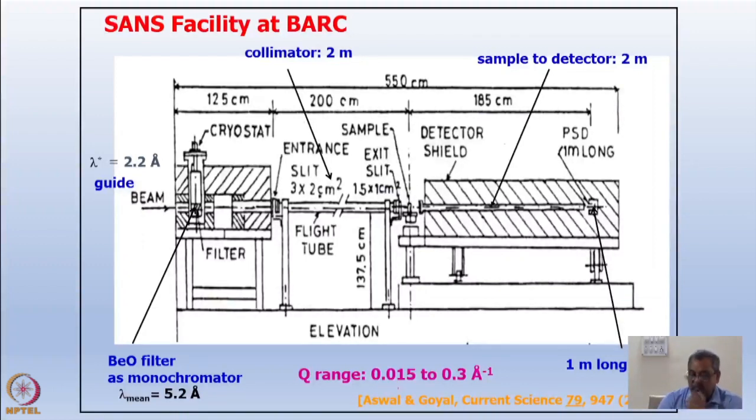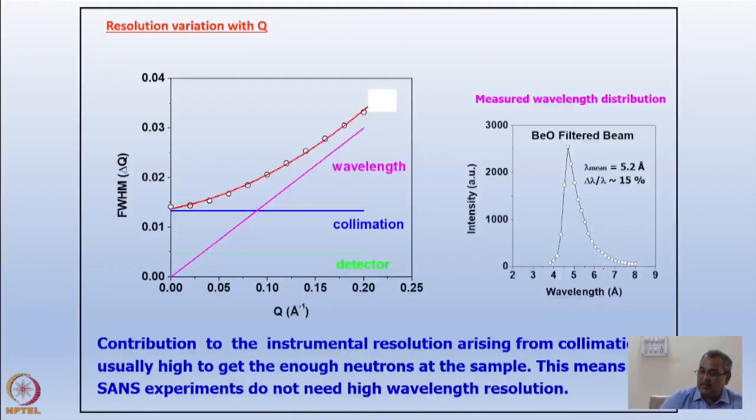and we could cover a Q range of 0.015 to 0.3 angstrom inverse. But this is how the filter, this is the transmission cutoff. So here below this, all the lambda have been cut off in the transmission beam, and this is the tail of the Maxwellian. So this is what we could get, and this is the variation of resolution with Q, the instrument as measured.